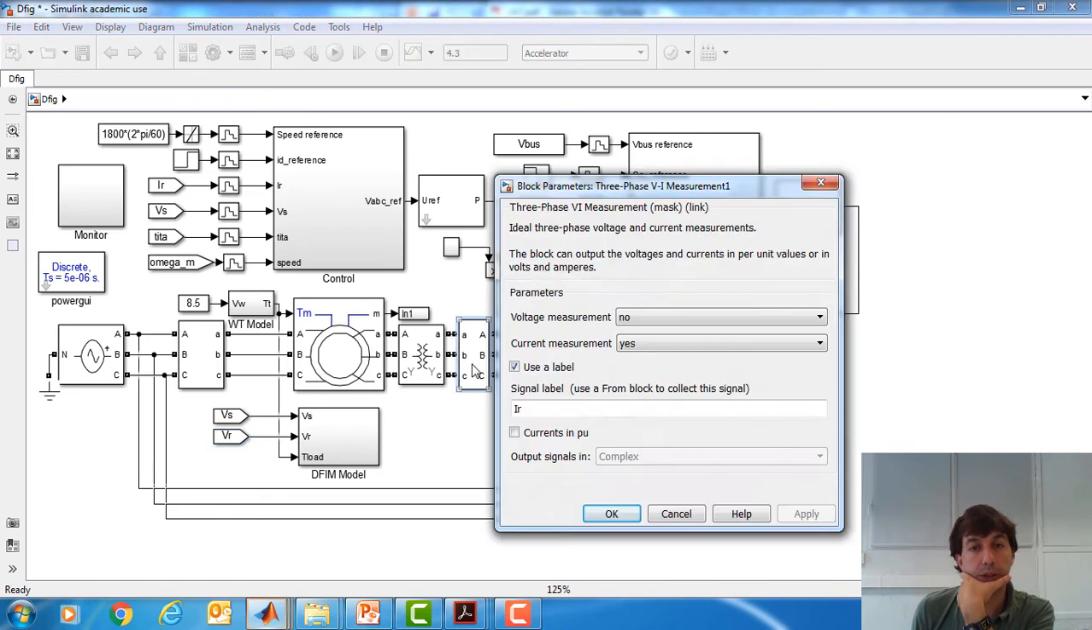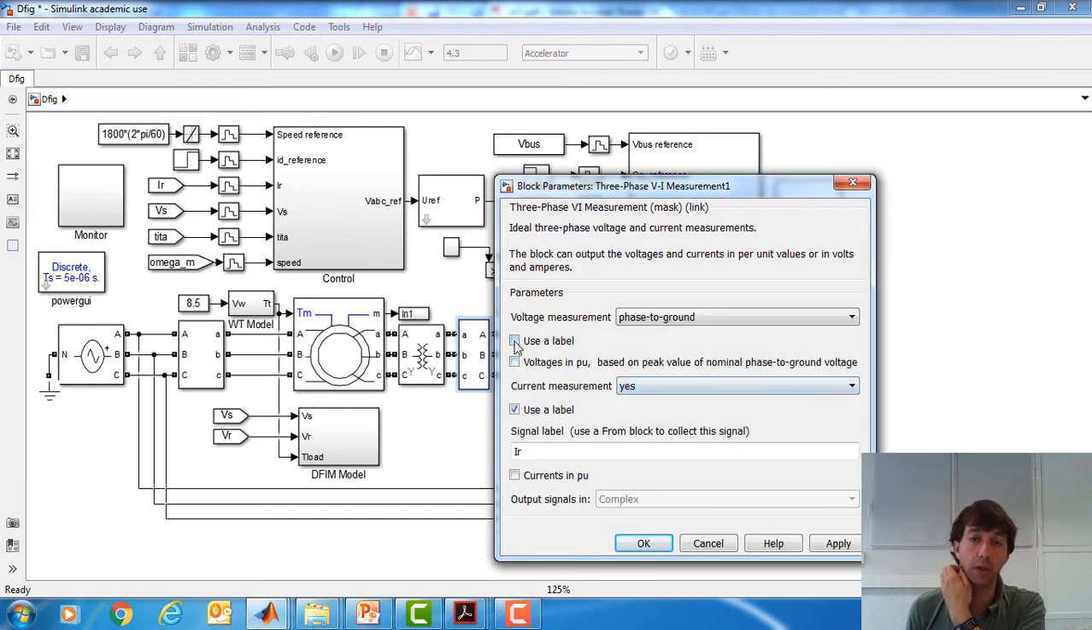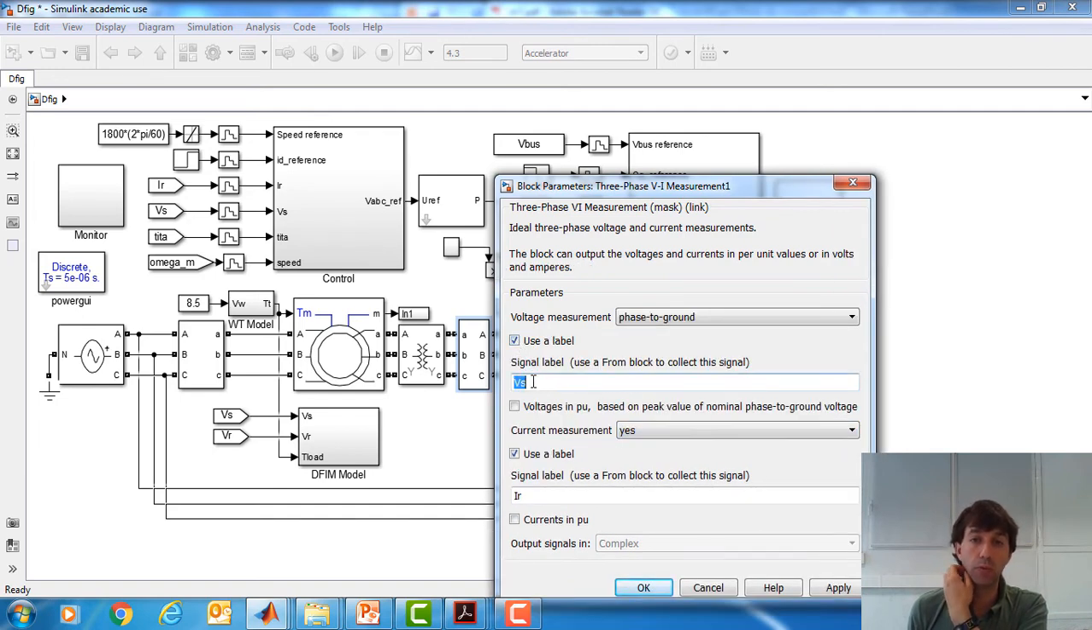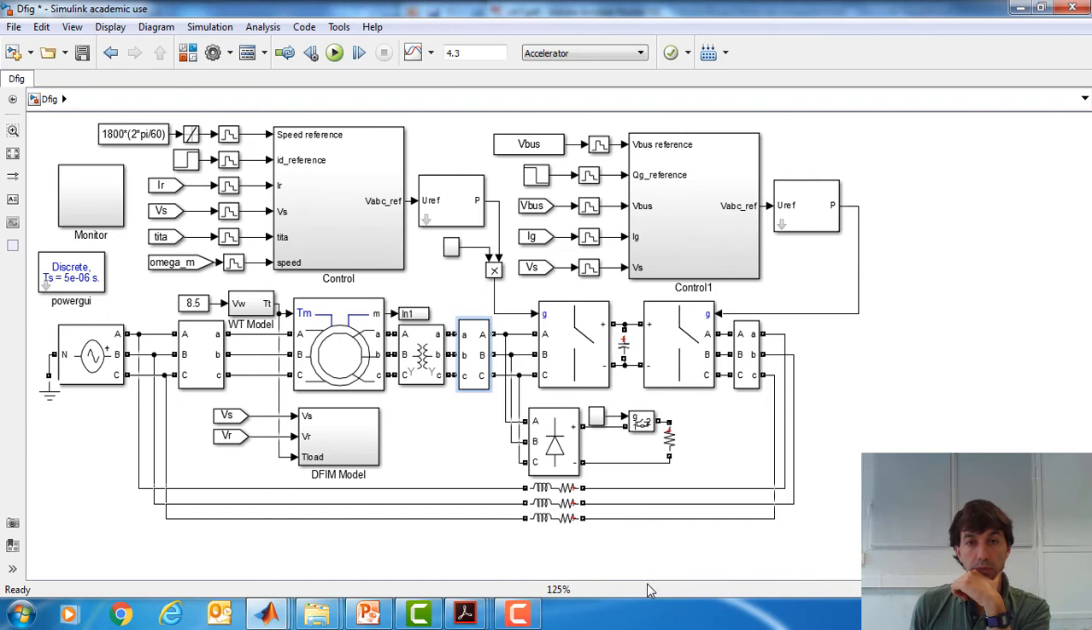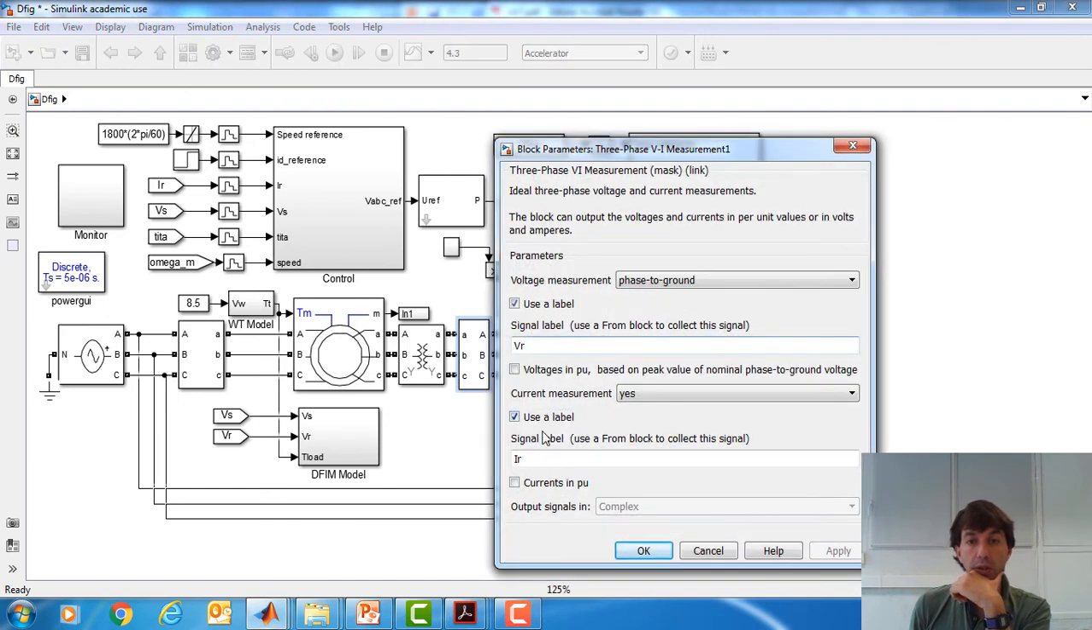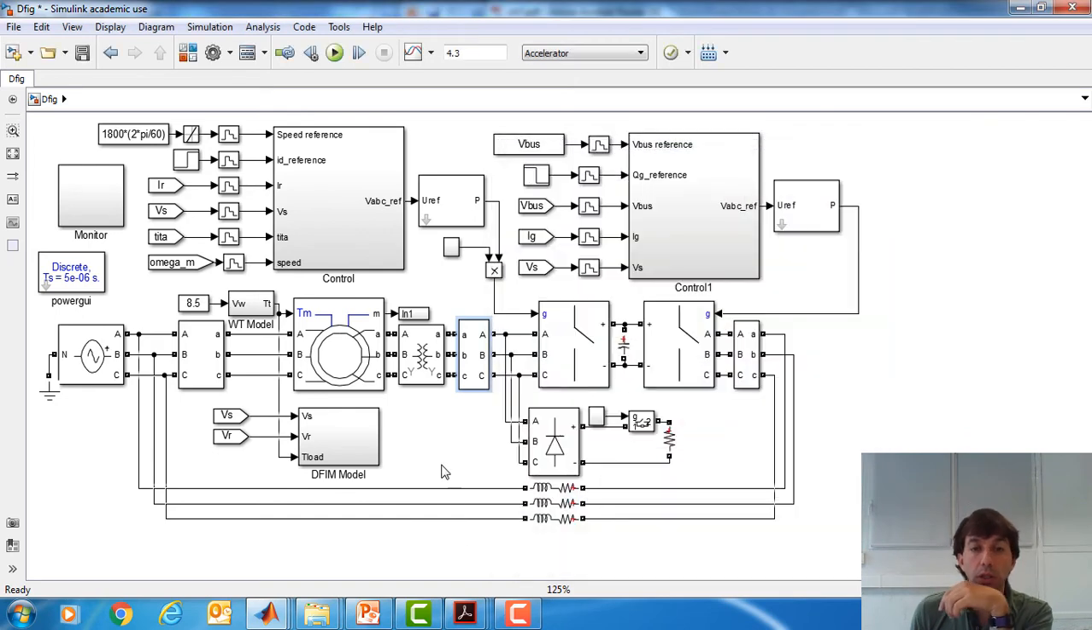So it should be here, voltage measurement, yes, phase to ground, sorry, use a label VR. Okay, so it's there. Yes, it should be there. So this is the rotor voltage. Be careful, because these are actual rotor voltages, and here with this transformer, this model of the machine is referred to the stator, and this is real values where we are taking the reference.